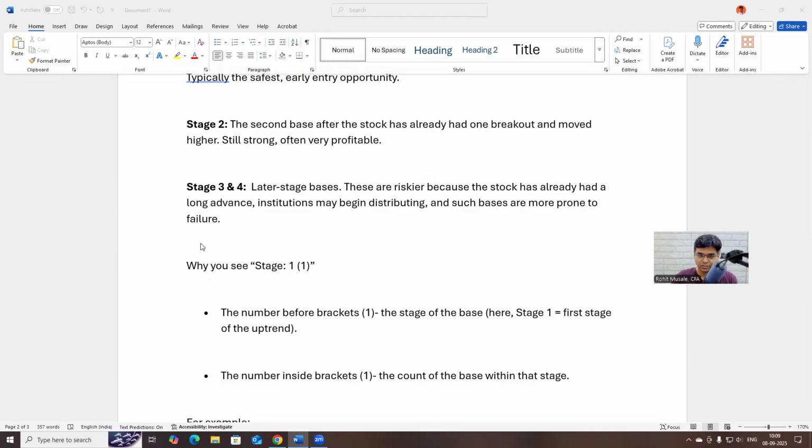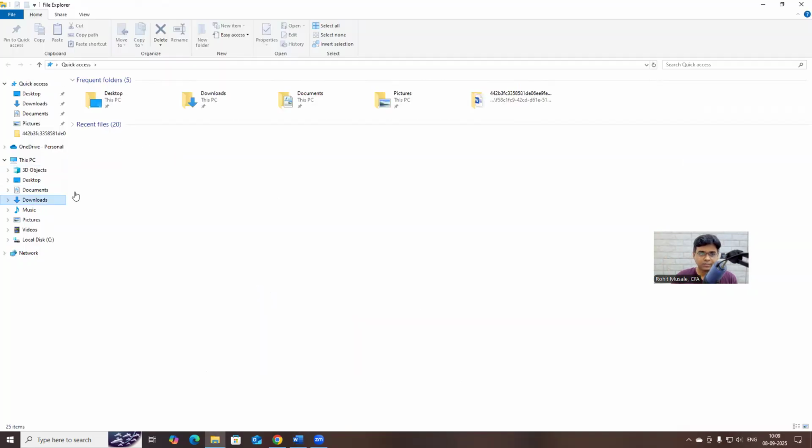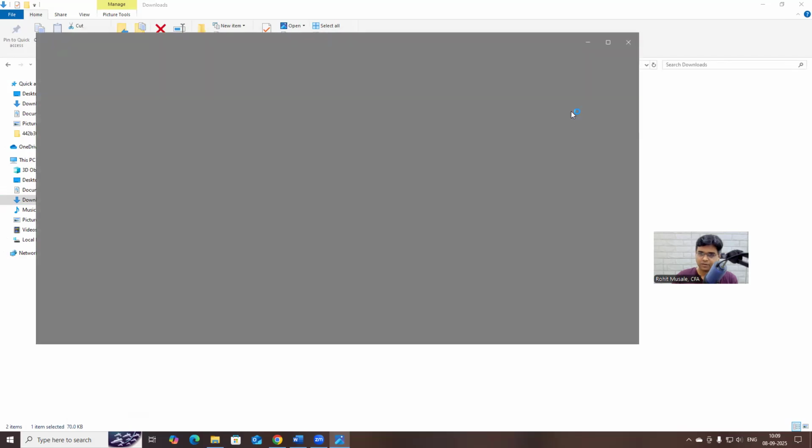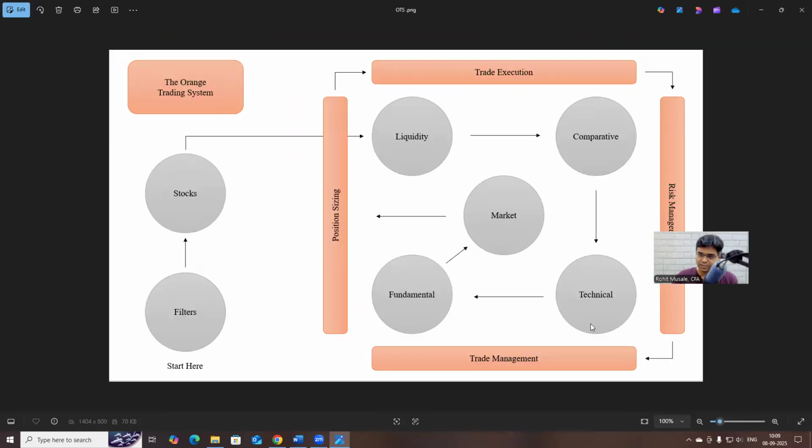So if we go to the orange trading system, the whole discussion here is because of this technical part. The base count comes as a part of technicals. So you might have good liquidity, good comparative, market may be in confirmed uptrend, fundamentals might be strong, but if the stock is trading at base number 7 or base number 8, no point in getting into the stock, right? That's why I did this discussion. Thank you so much.